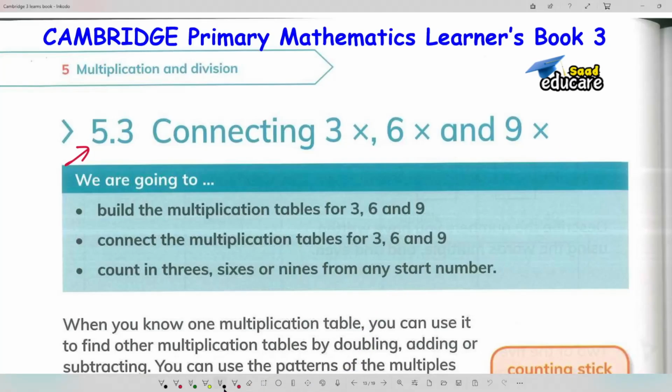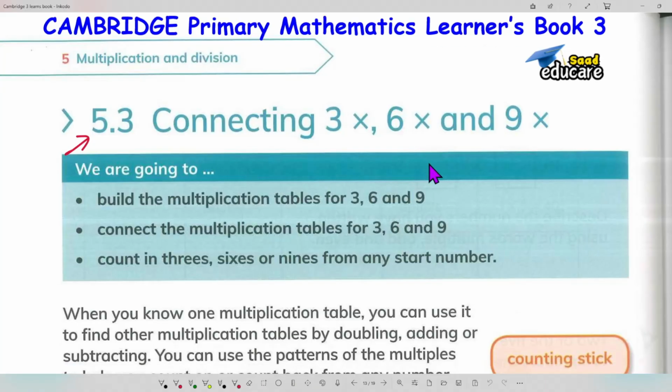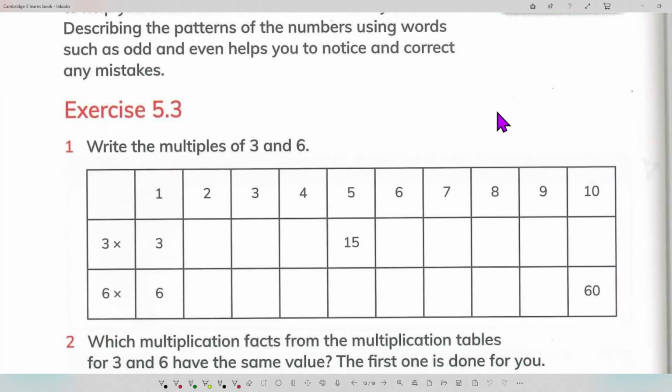We are starting exercise 5.3. Question 1. Write the multiples of 3 and 6. Few answers are already given. We will fill in the blanks.